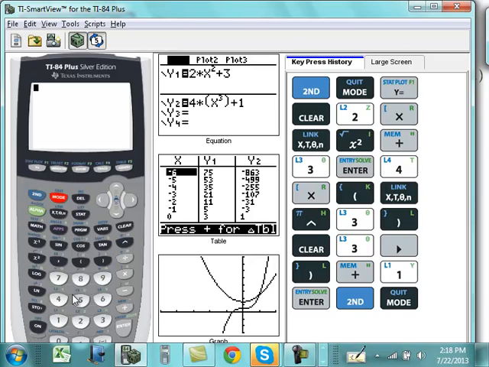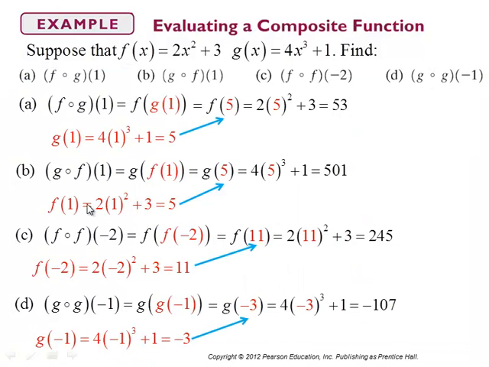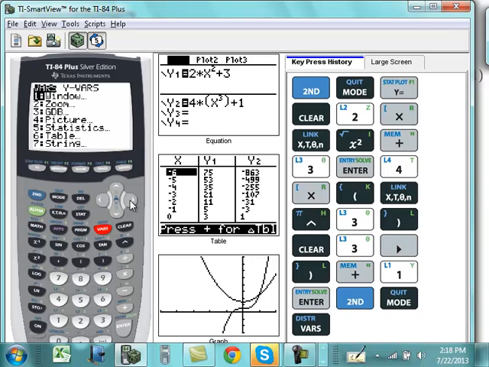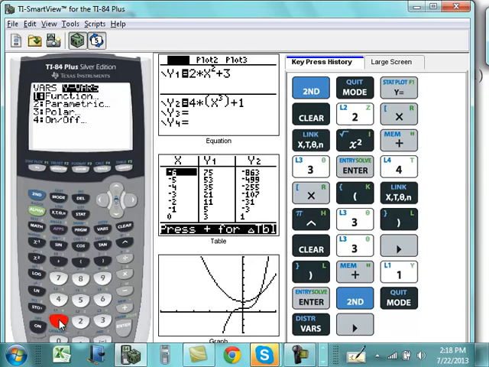If you wanted to do f of g of x, that'd be the same thing as doing y sub 1 of y sub 2 of x. Now, let's evaluate that at specific numbers, like, for example, f of g of 1. Well, on the graphing calculator, we can just go into your variables menu, right arrow over to the y variables submenu, select option 1 for a function, and select that first option for y sub 1 there.